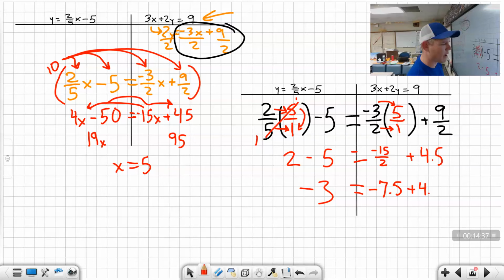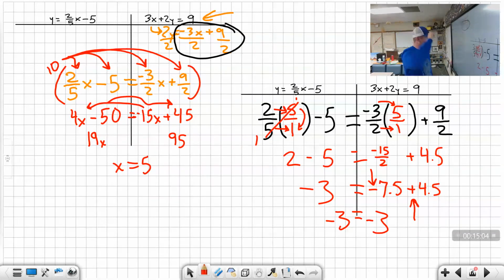So what is 7.5 take away 4.5? Mr. McCoy, that says plus. No, this says take away. So we're noticing positive, negative, I take away, and I notice 7.5 take away 4.5 is 3 and you carry the sign of the bigger one. So yes, -3 equals -3.